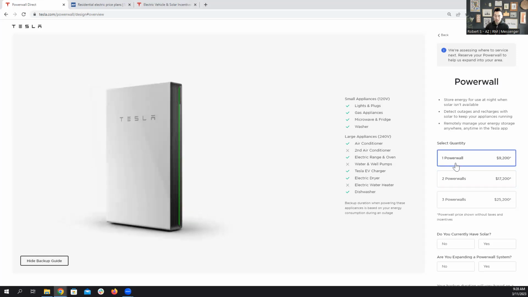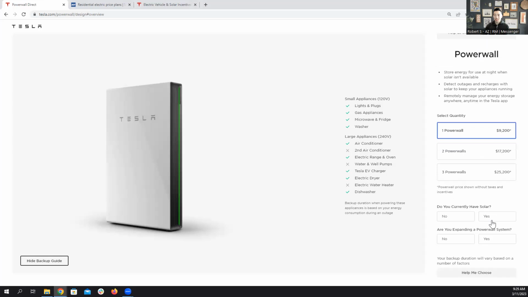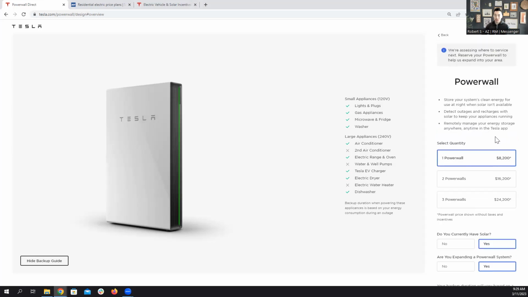But when you're going through the pricing now, this is actually a little bit less than it was before. And then if you currently have an existing system and say yes to solar and expansion of Powerwall, you save another $1,000. So this plus the federal tax credit is under $6,000 for a single Powerwall, which may be very attractive if you've been thinking about expanding your system, now that you can buy a single Powerwall and save a little bit of money for having a system already. And then it enables you to power more appliances.